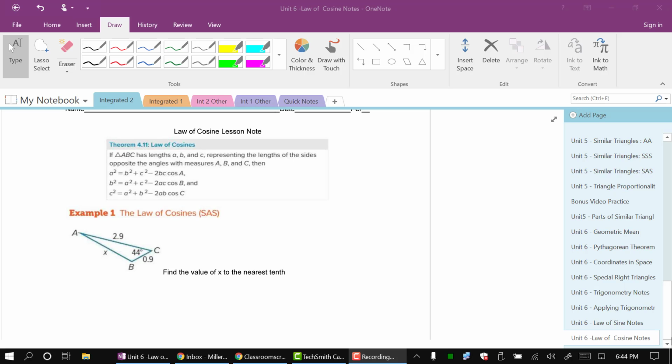Likewise, b squared equals a squared plus c squared minus 2ac cosine B. And finally, the same goes for c. So let's go ahead and take a look at example 1.